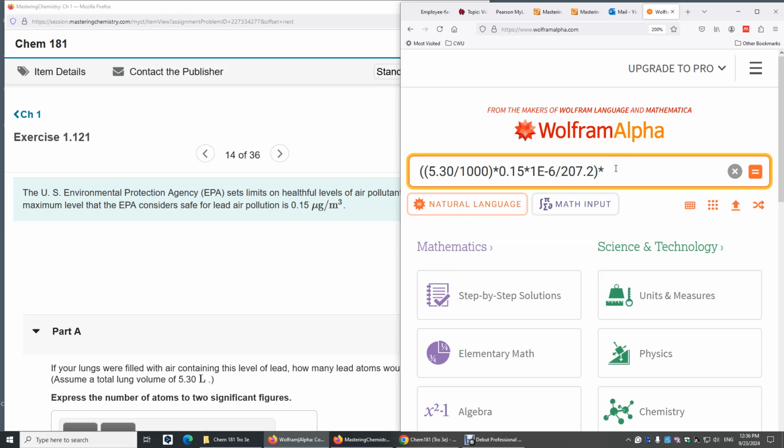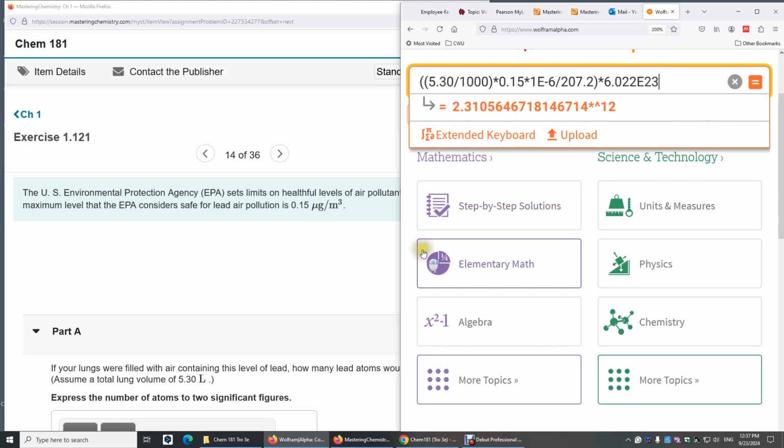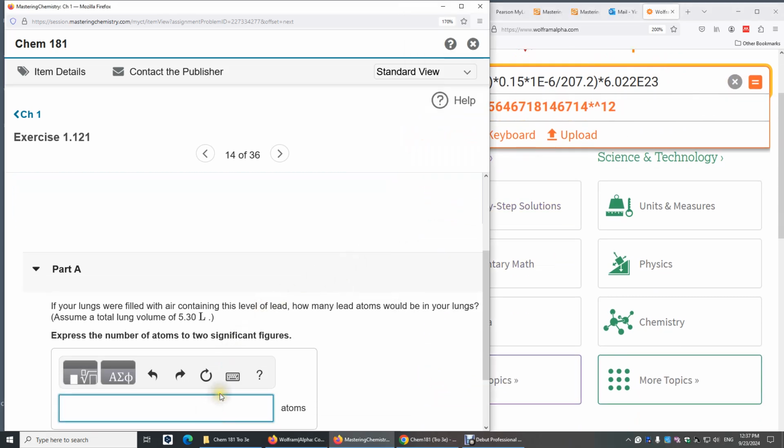And then we multiply this by the Avogadro constant, 6.022 times 10 to the power of 23, and we have the number of atoms, and that's a very large number. It's going to be 2.3 times 10 to the power of 12, because we see only 2 sig figs here. That's why we keep only 2 sig figs at the end.